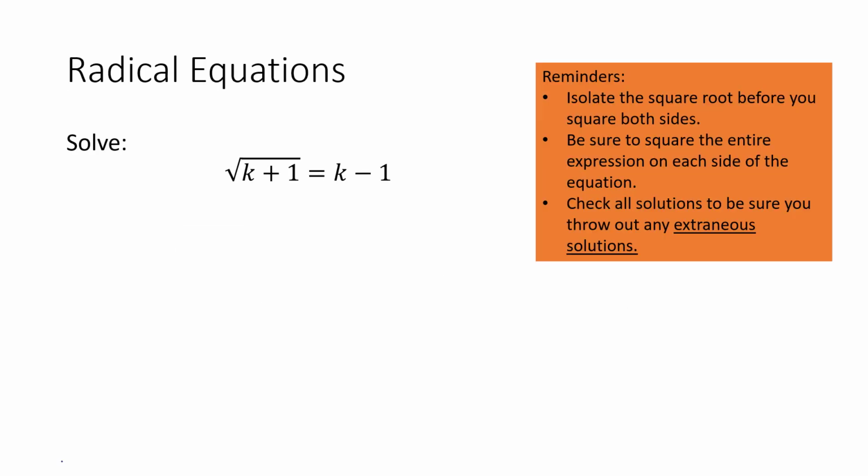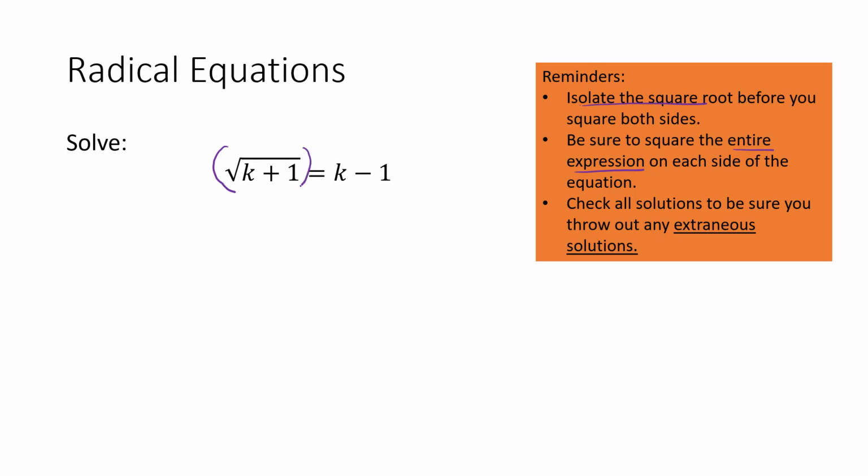A couple of reminders here. Isolating the square root is a good idea. We have to be sure to square the entire expression on both sides, and then we're going to watch out for these extraneous solutions. The square root here is already all by itself.